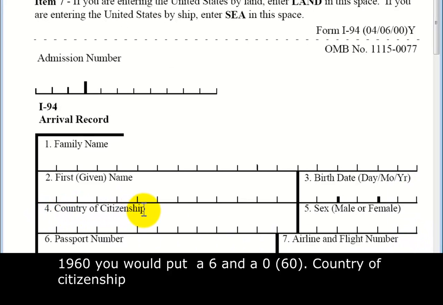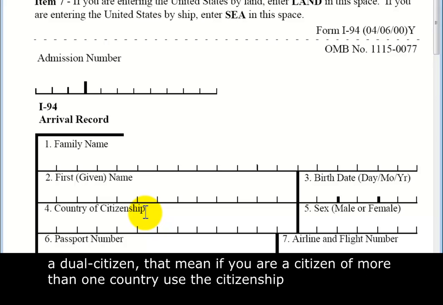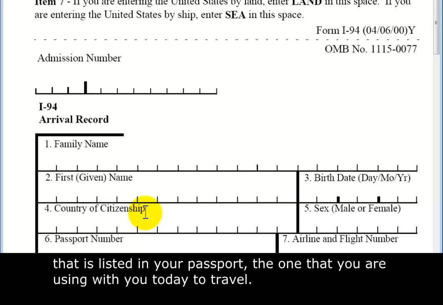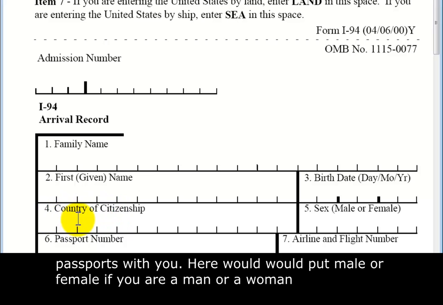Country of citizenship, you would list the country that is listed in the passport that you are using to travel. If you are a dual citizen, that means you have citizenship for more than one country, use the citizenship that is listed in your passport, the one that you are using with you today to travel. Or maybe the one that has your visa inside, if you actually brought both of your passports with you.